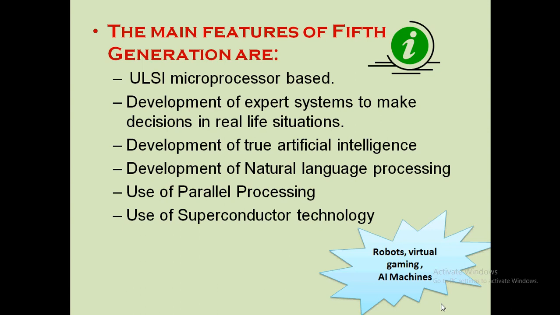Experts are developing systems that handle real life situations, and programmers and scientists are working on the development of artificial intelligence machines and natural language processing. For processing, the technique used is known as parallel processing, and a new technology that we are using in fifth generation computers is known as the superconductor. So this is all about the generations of computer.